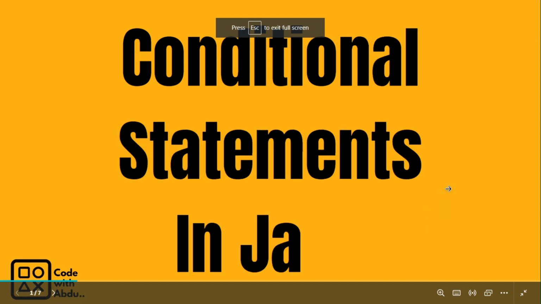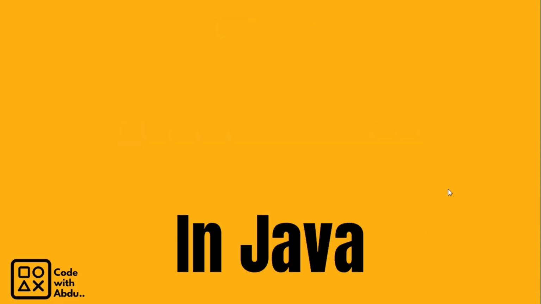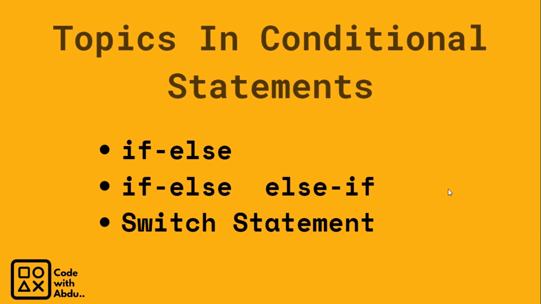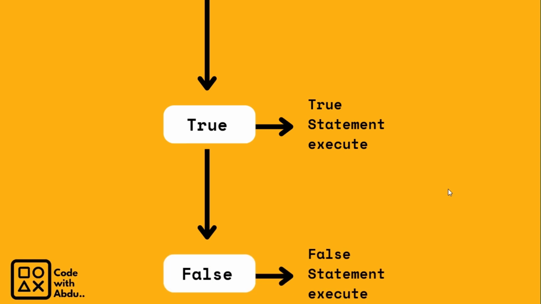What is a conditional statement in Java? So basically, in conditional statements, we're going to cover three topics. One is if else. Second is if, else if, else, which is multiple if else, and the third one is the switch statement. So let's start with if else. We're going to go over the basic syntax.